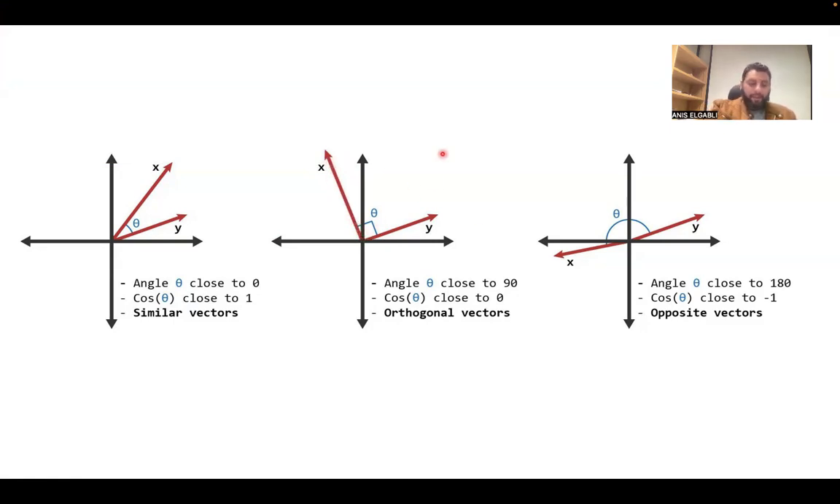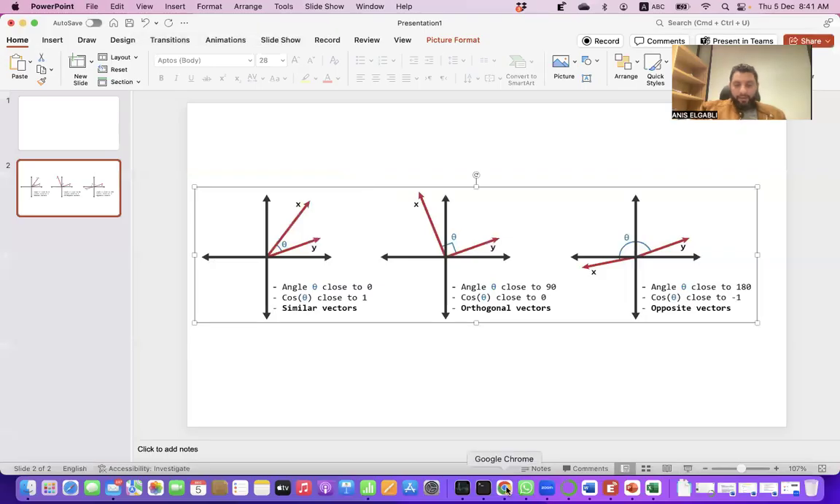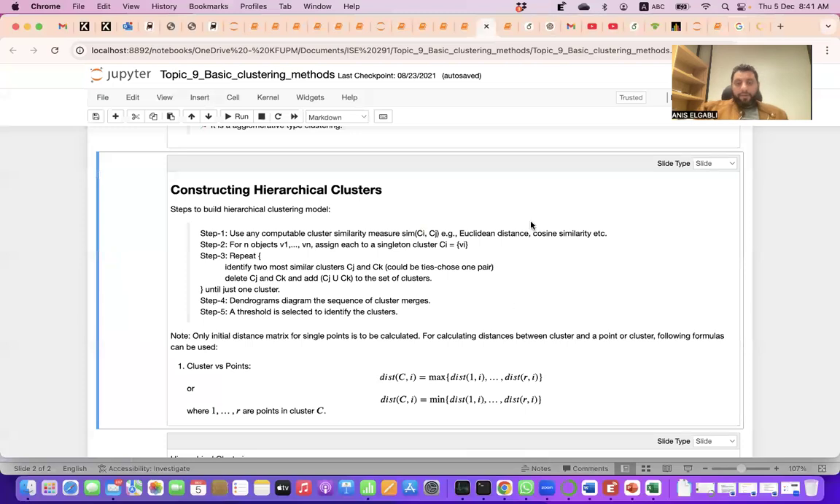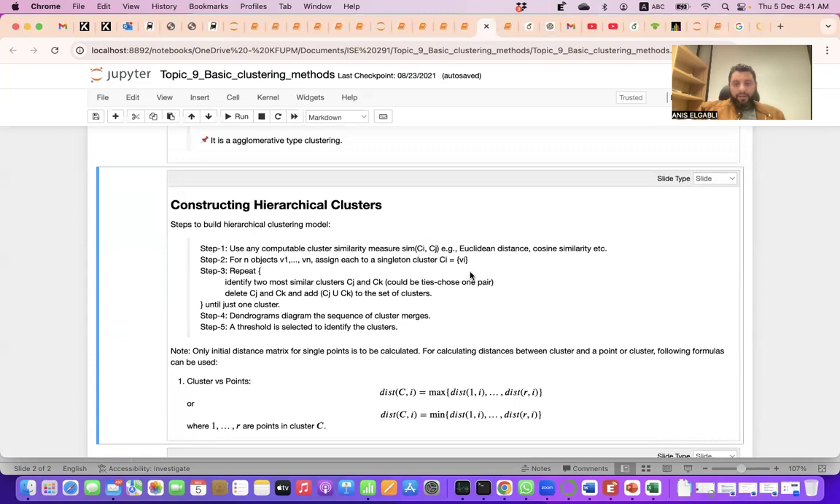So as I said, the similarity metric you choose depends on your use case or application. Let me go back to our slides. For the rest of this topic, we will mainly be relying on the Euclidean distance as a similarity measure, at least for the examples or use cases we consider here.